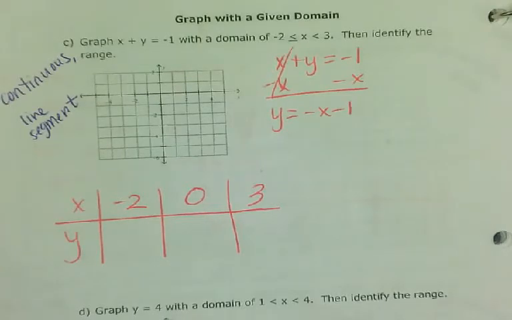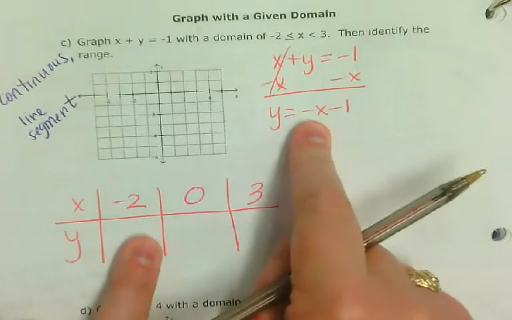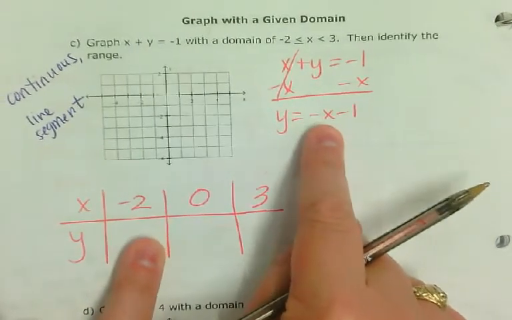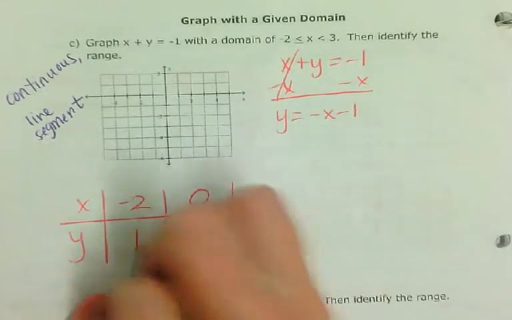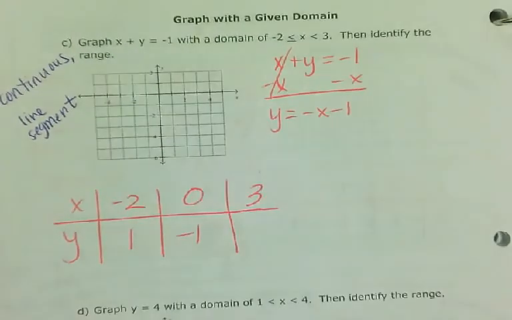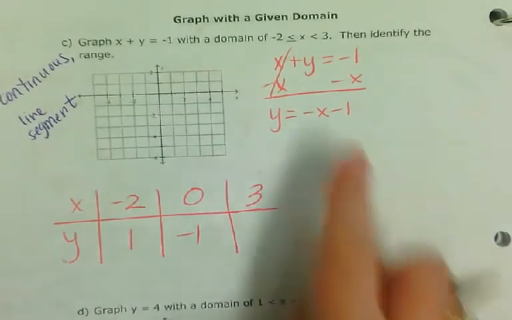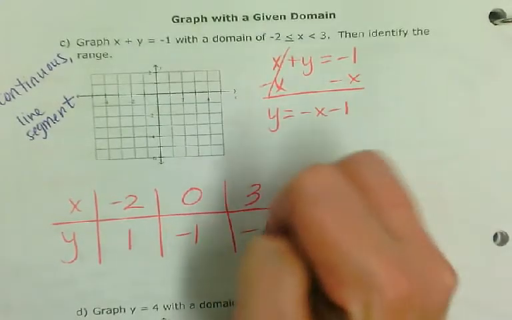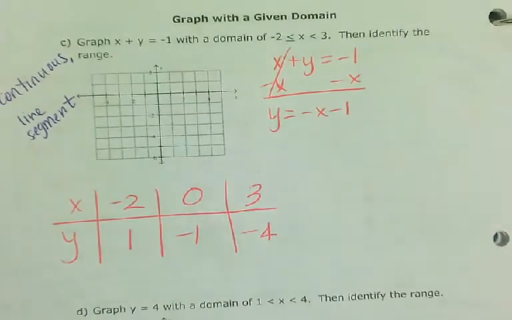Okay, so let's do -2. What is -2 going to give me? The opposite of -2 is +2, minus 1 is 1. Now 0 is my favorite because it's the y-intercept. It's -1. And then the opposite of 3 is -3, minus 1 is -4.